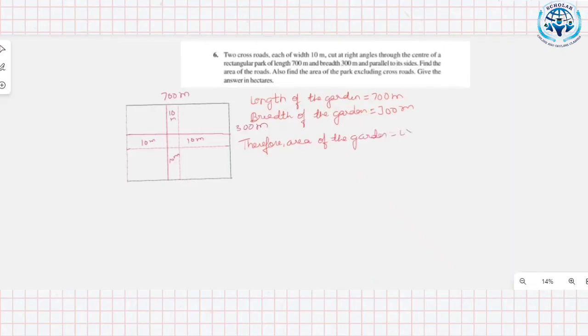First of all, we will find out the area of the garden, length into breadth, 700 into 300. Now we will name the crossroads, the common area and the park. ABCD is one crossroad, EFGH is another crossroad.